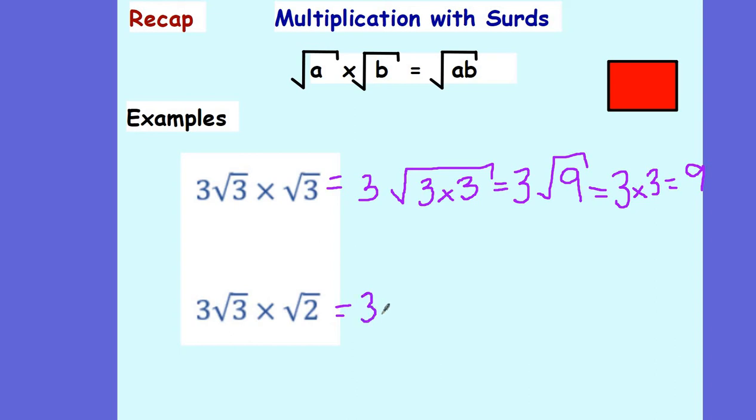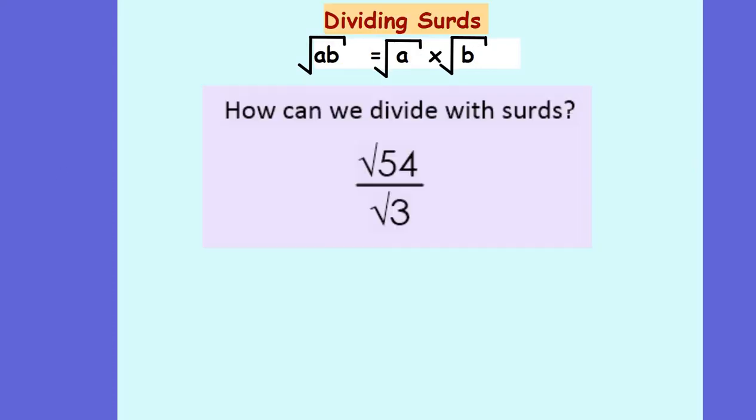For the next one, I can approach it in the same way. This time I've got 3 lots of the square root of 3 times 2, which is 3 lots of the square root of 6. This time there's no square number that's a factor of 6, so this is our fully simplified version for this example. But what happens if we're dividing with surds?